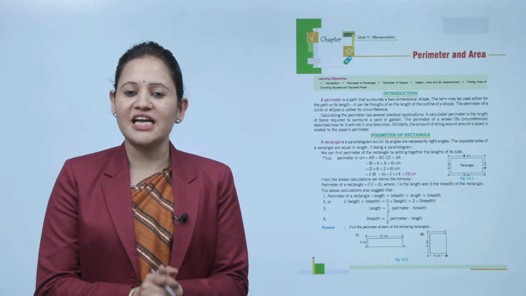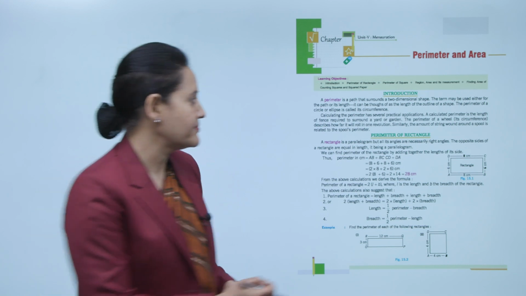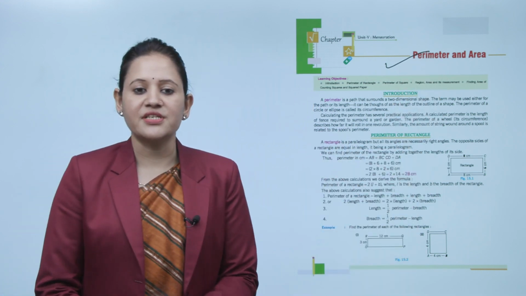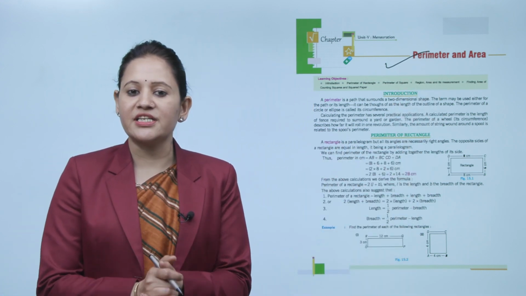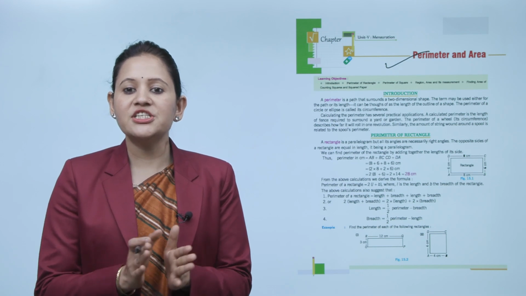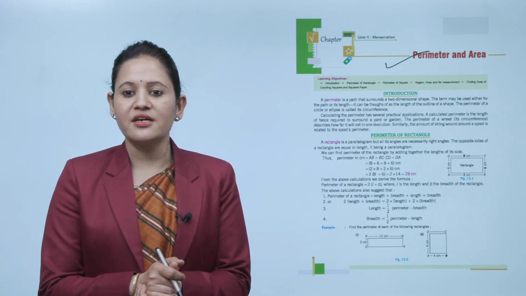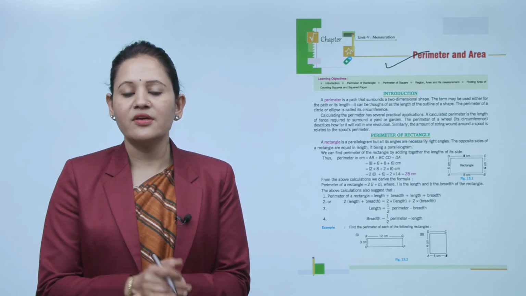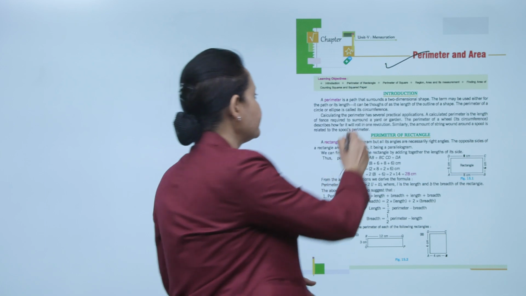Welcome to today's maths class, and today we'll do perimeter and area. Our learning objectives are introduction, perimeter of rectangle, perimeter of square, region, area and its measurement, and finding the area by counting squares and using square paper. First is introduction.